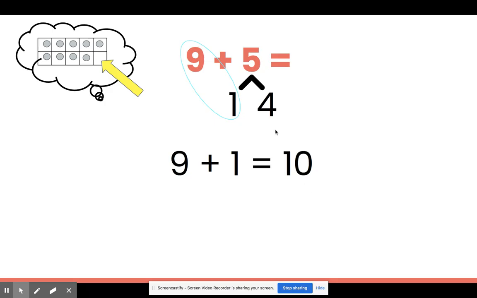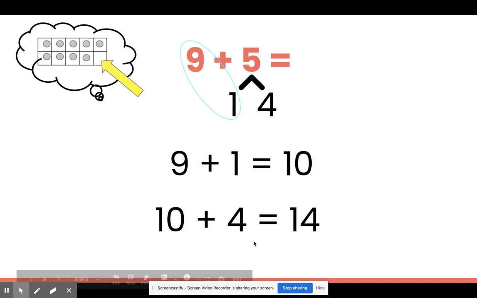Now, I can't stop there because look up here. I still have this 4. This 4 still has to be added into this equation. So I'll bring down the 10. I'll add the rest of the 4 that is left over, and it equals 14. That means 9 plus 5 equals 14. We made this a 10 plus fact by taking and breaking apart our 5, adding 1 to 9 to make a group of 10. Then we just added the rest into the 10 to get our total, which was 14.